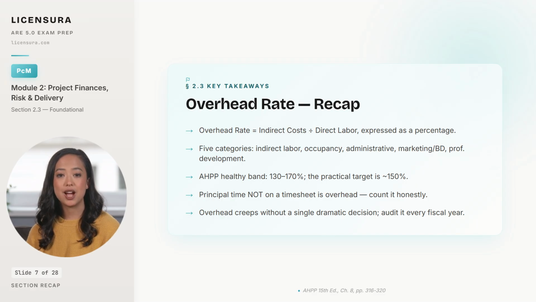Principal time that isn't on a project timesheet is overhead. Count it honestly, because pretending it doesn't exist is what makes the rate look lower than it really is. And the structural risk is creep, not any single dramatic decision. Audit overhead every fiscal year and push back on the slow accumulation of indirect cost that quietly erodes the margin the firm thought it was earning.